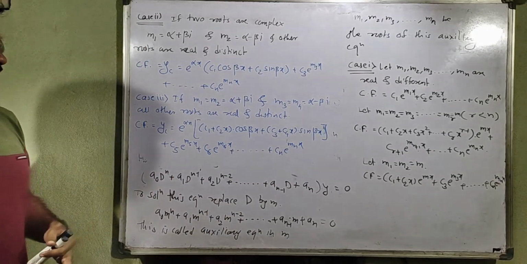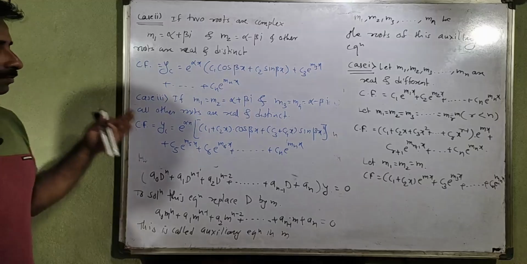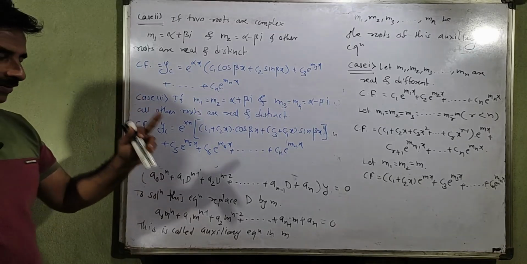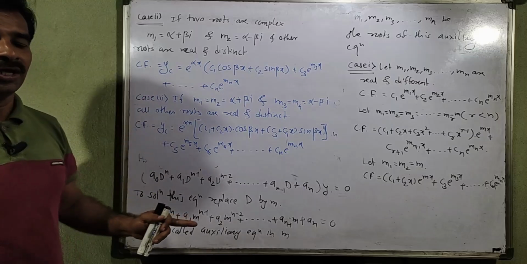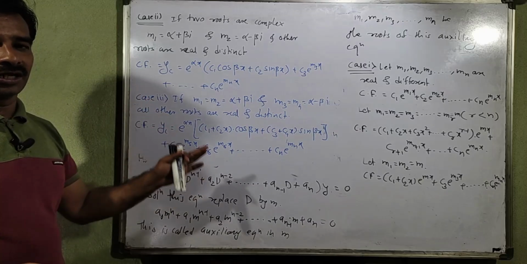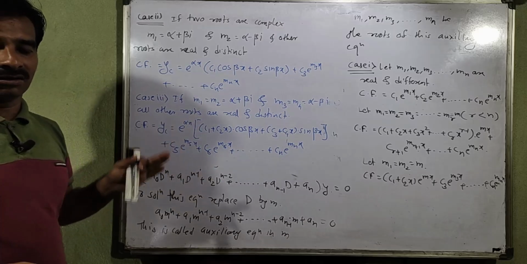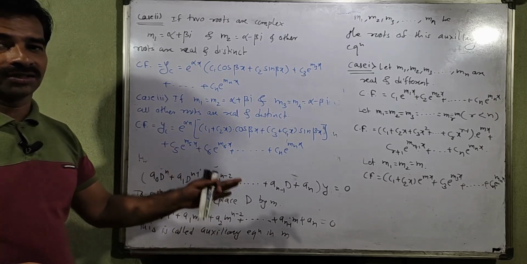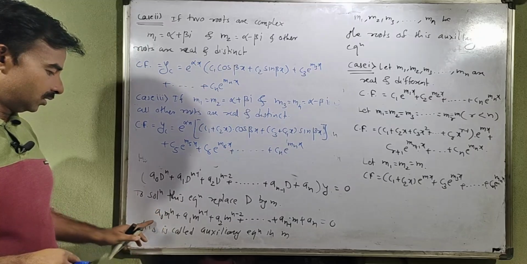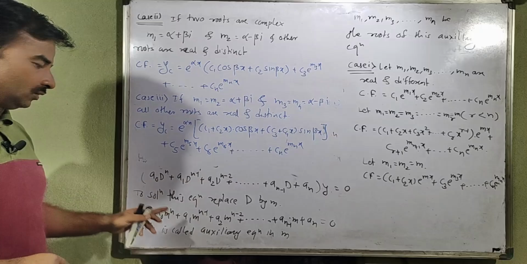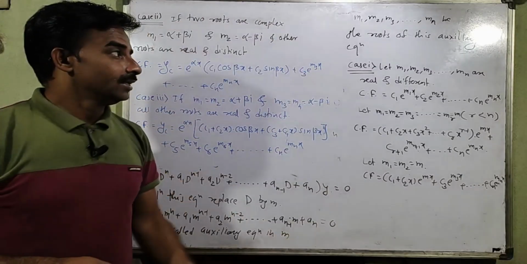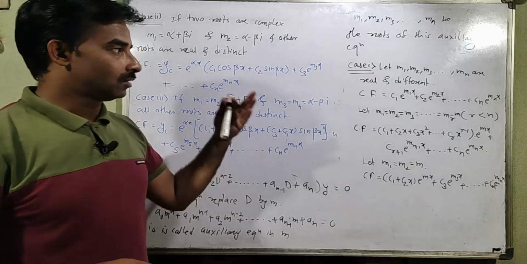And these are the cases related with the complementary function, which is obtained from the homogeneous equation by putting Q equal to 0 in a linear ordinary differential equation of nth order with constant coefficients. Here, by replacing D by m, you will get the auxiliary equation in m, which has n roots: m1, m2, m3, and so on up to mn. These are the roots of the auxiliary equation.